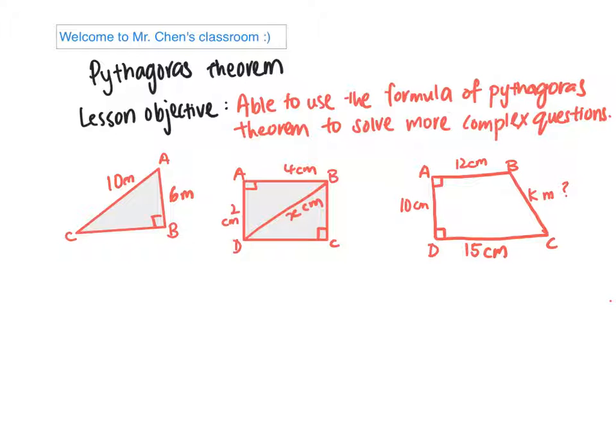Today in maths, we're going to continue with Pythagoras theorem. The lesson objective is that we should be able to use the formulas of Pythagoras theorem to solve more complex questions by the end of these videos.